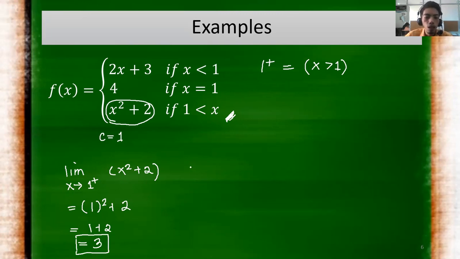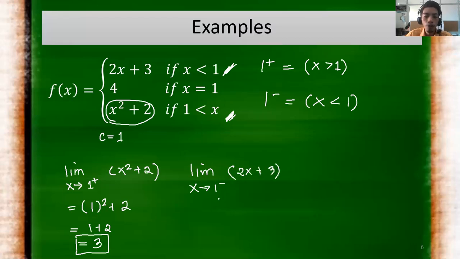Now, kukunin naman natin yung limits as x approaches 1 from the left. Kapag naman sinabing 1 from the left, okay, 1 from the left, it must satisfy the condition x must be less than 1. Okay? X must be less than 1. So, alin ba dito sa function ang x less than 1 ang condition? Masasabi natin na it's the first equation, the first function. So, that is 2x plus 3. So, ikokopyahin natin dito yung 2x plus 3.